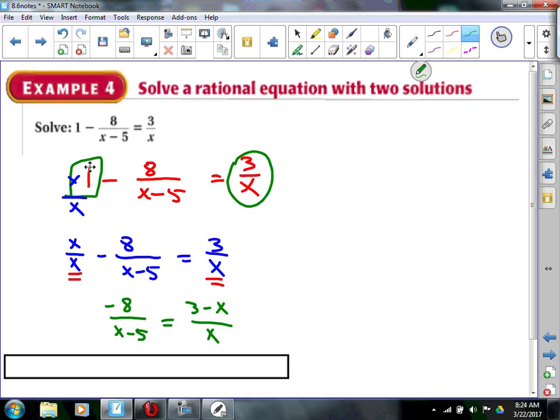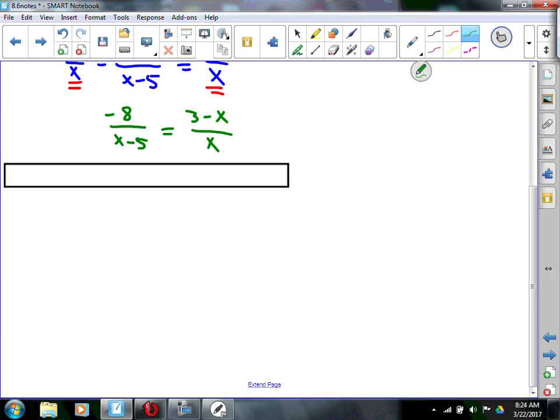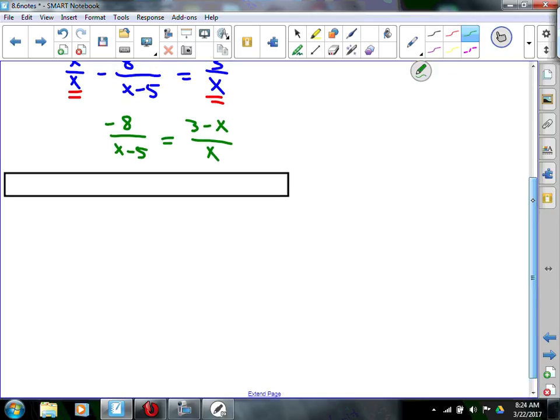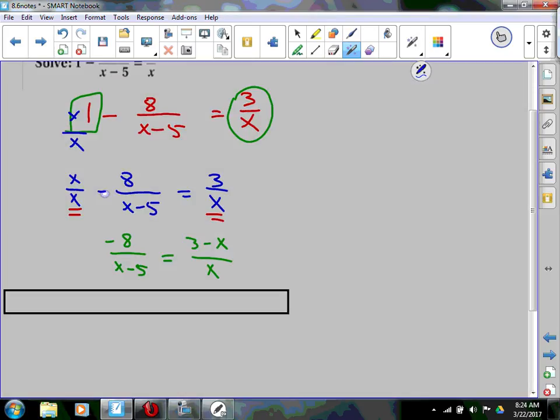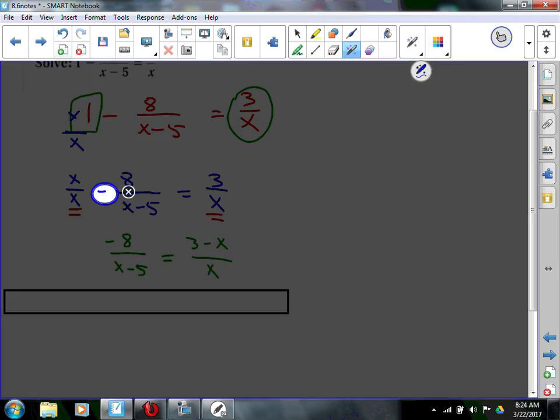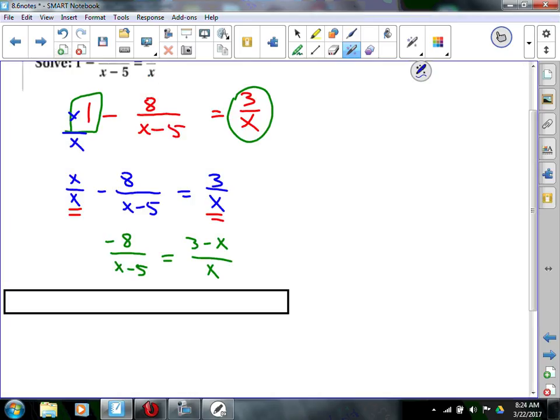So now we've got a proportion. What can we do to solve a proportion? Cross multiply. Sure. Do you notice one thing that I probably shouldn't skip over too much? Do you notice where this negative sign went to? This negative sign right there. Did you notice where I put that? I put it up with the 8. Okay, that's going to make this a little bit easier to work with than leaving it out front.